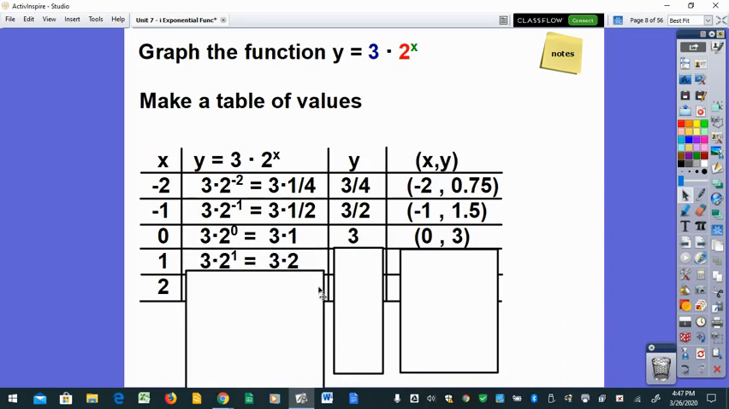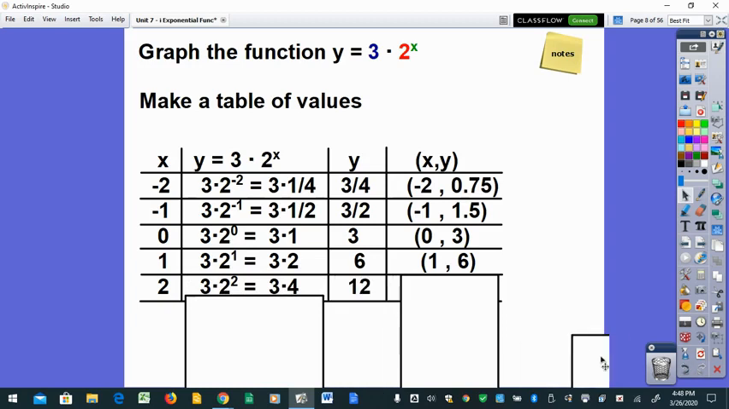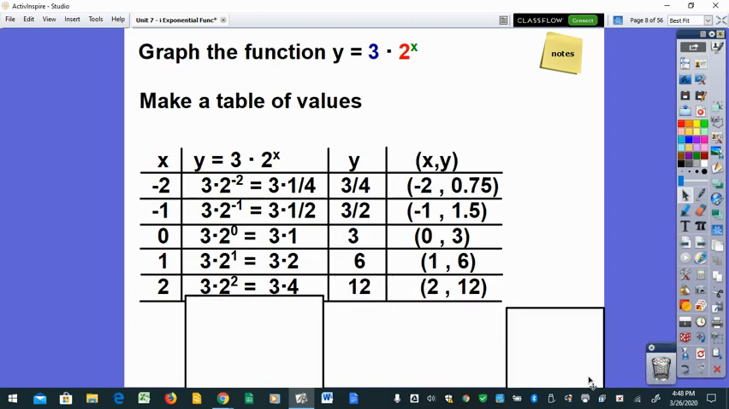3 times 2 to the first, I'm going to get 6. So 1, 6. And 2 to the second, 2 squared is 4, times 3 is 12. And I now have 5 points that I can plot.